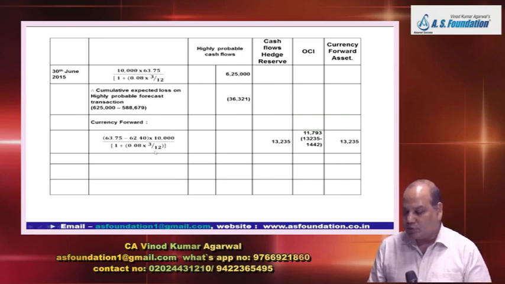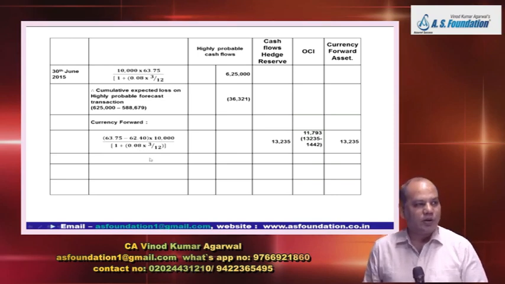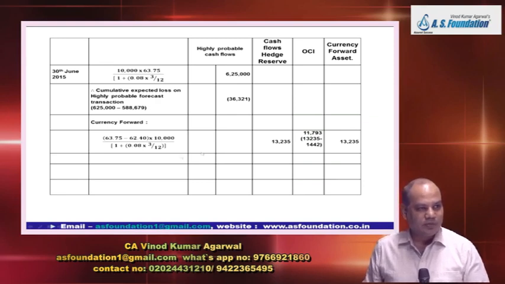3 by 12 means from 30th June to 30th September, 3 months. 0.08 is the interest rate. This is the formula for present value, future value upon 1 plus R to the power n. Just check the calculation. Is it 13235? 13235. So this is the cumulative change in fair value of derivative.